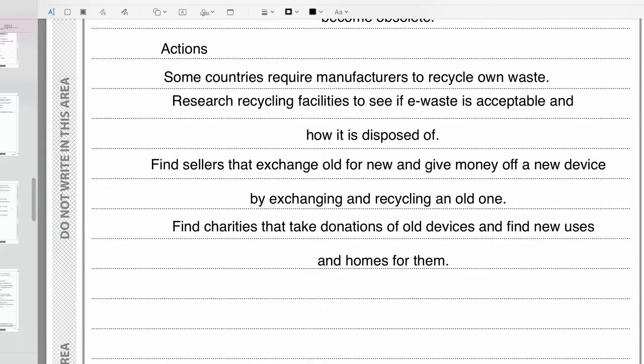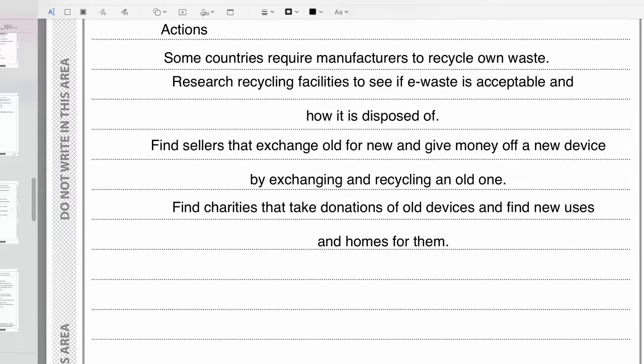Some of the impacts of electronic devices. Now that completes question 6 for 11 marks, and that completes the whole paper for a total of 80 marks.